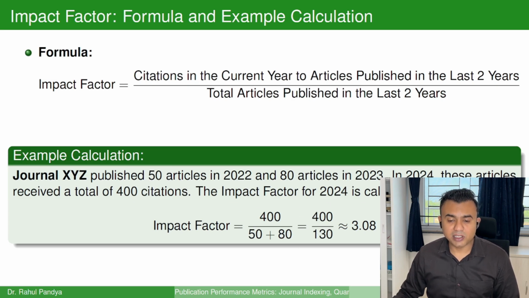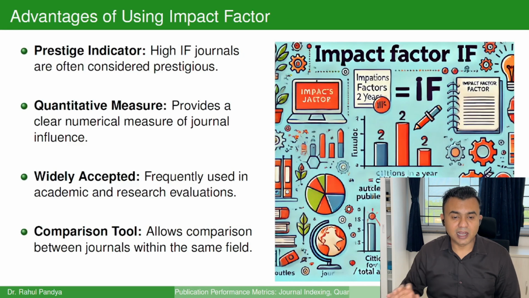Now the next part is the numerator. These articles received a total of 400 citations in the current year. So the citations in the current year to the articles published in the last 2 years total 400 for that particular journal, right? So that comes as 400 divided by 130, and the impact factor comes to 3.08. The impact factor is measured across the last 2 years.